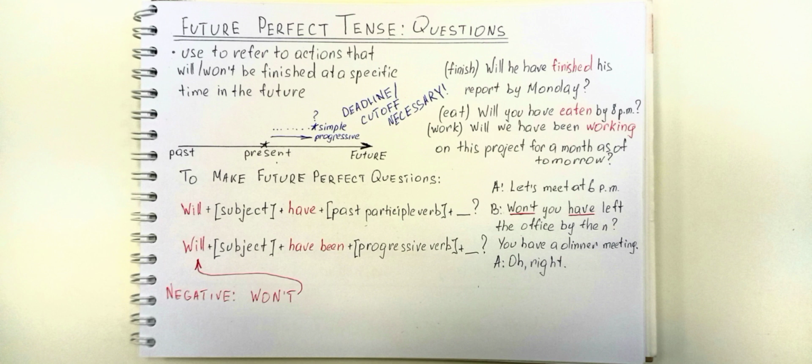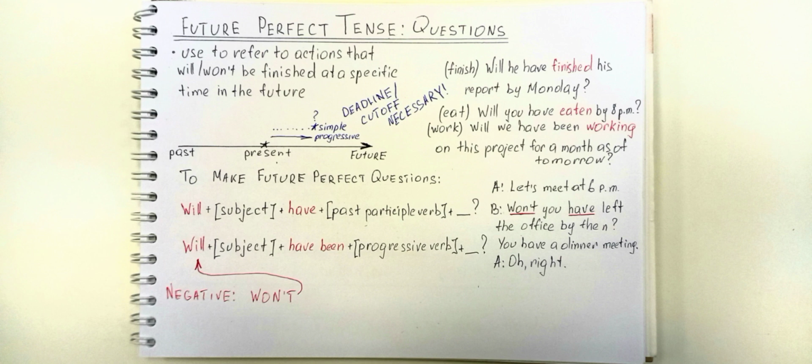Let's begin with the simple version, future perfect simple questions. To make a basic future perfect simple tense question, we begin with will, then we add our subject like I, he, she, for example. We follow with have, then we use the past participle form of the verb and any additional information. This is where we include our deadline or our cutoff point. I'll share some examples of this in just a second.